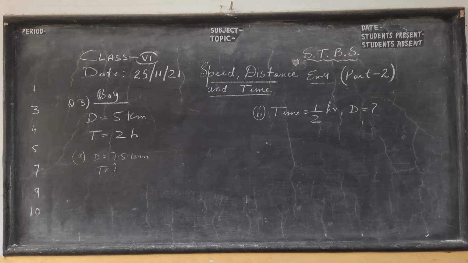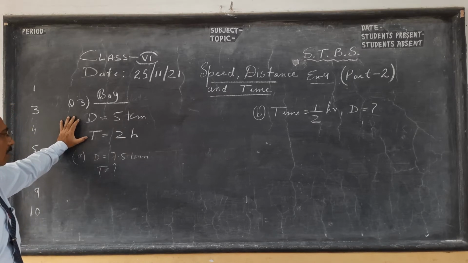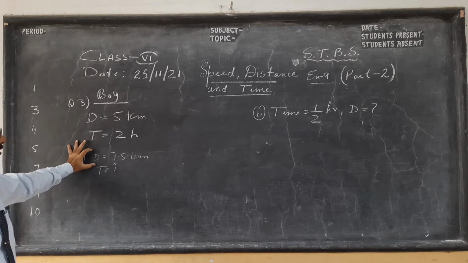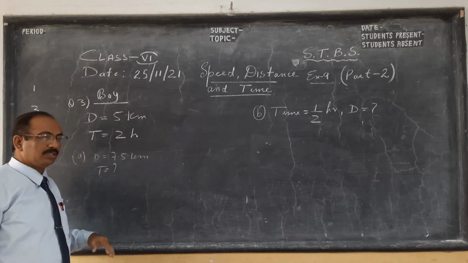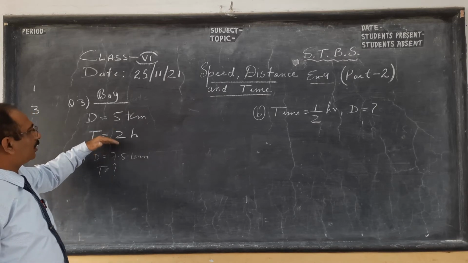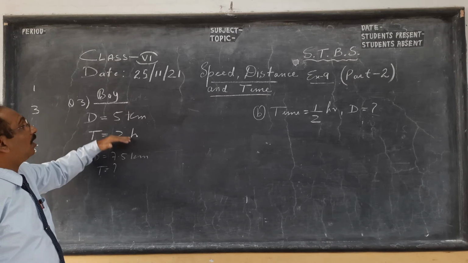So next we move on to question number 3. Question number 3 says a boy moves 5 kilometers in 2 hours. How much time will he take to travel 7.5 kilometers? From mental maths, children, I can tell you 5 kilometers in 2 hours, in 1 hour he'll go 2.5.